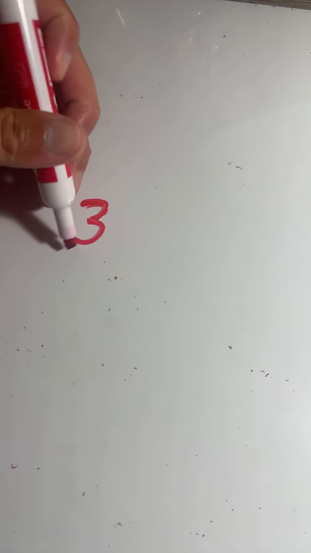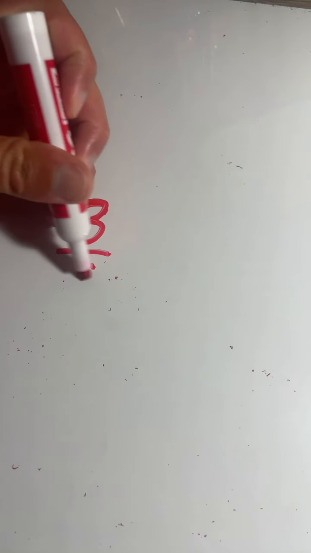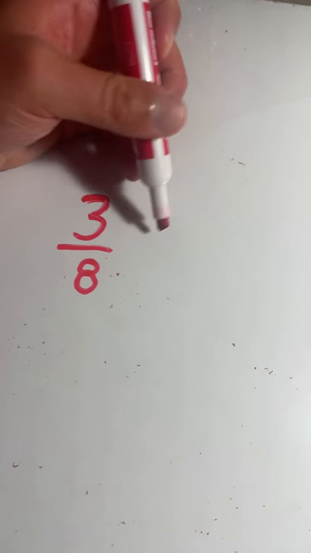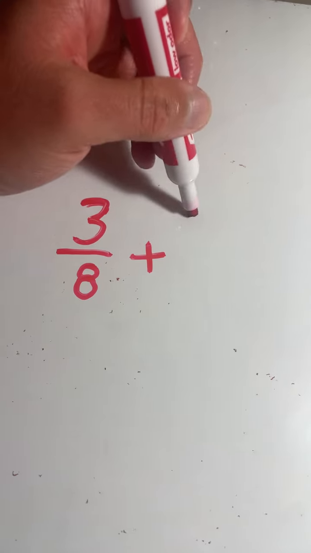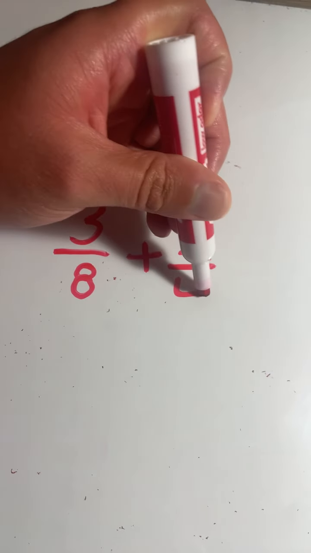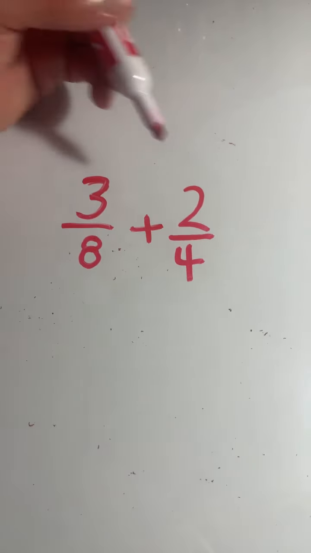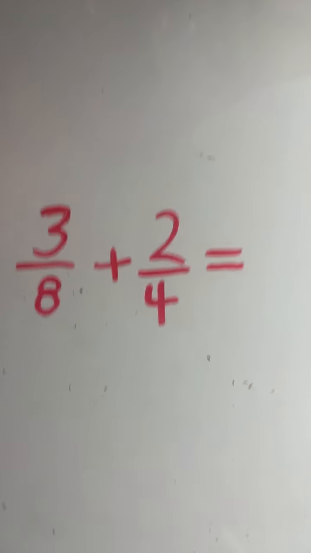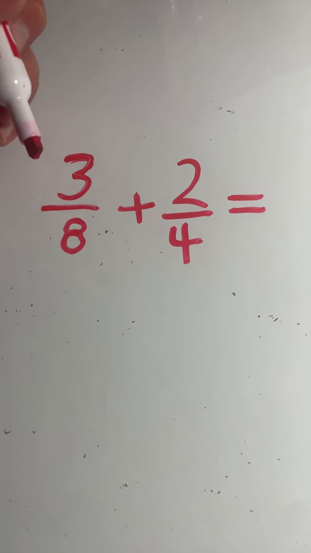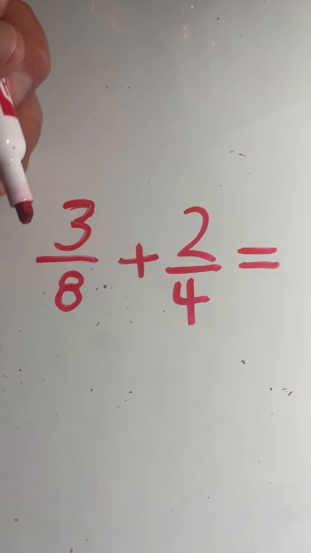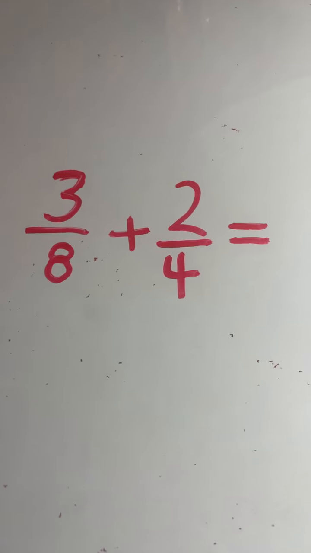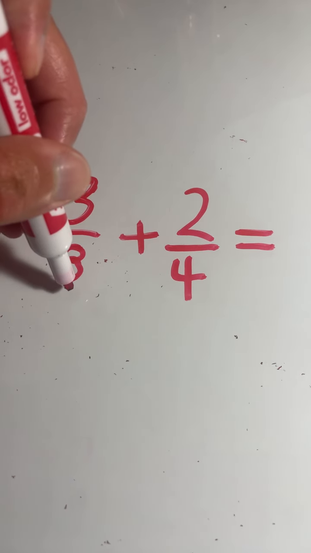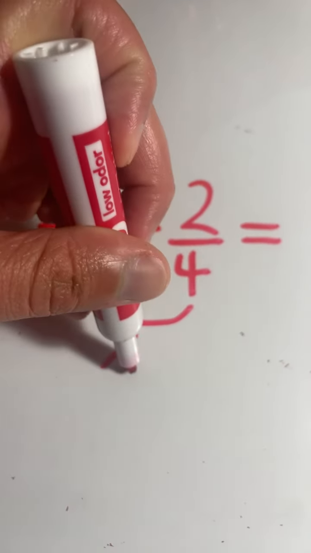Now I'll do one where I'm adding fractions with unlike denominators. So we have 3/8 plus 2/4. So step one, we have to multiply the denominators. Doesn't matter which order you do them in, but I like multiplying the denominators first. All right, so we're going to multiply 8 times 4.